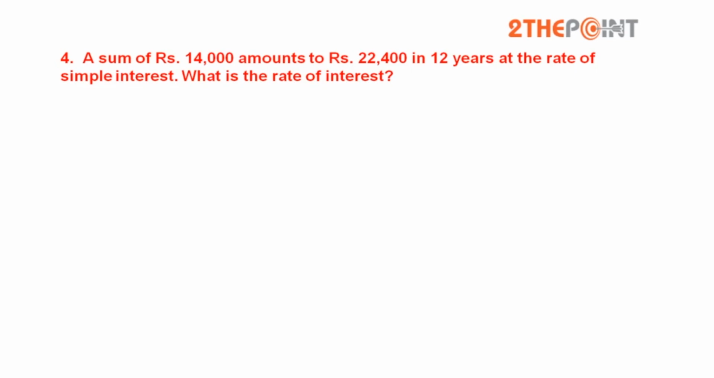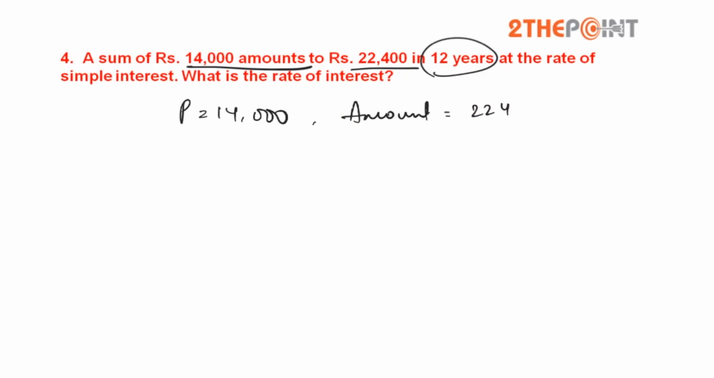A sum of rupees 14,000 amounts to 22,400 in 12 years at the rate of simple interest. What is the rate of interest? Here principal is equal to 14,000, amount is equal to 22,400, and time period is 12 years. Here we have to calculate the rate of interest.